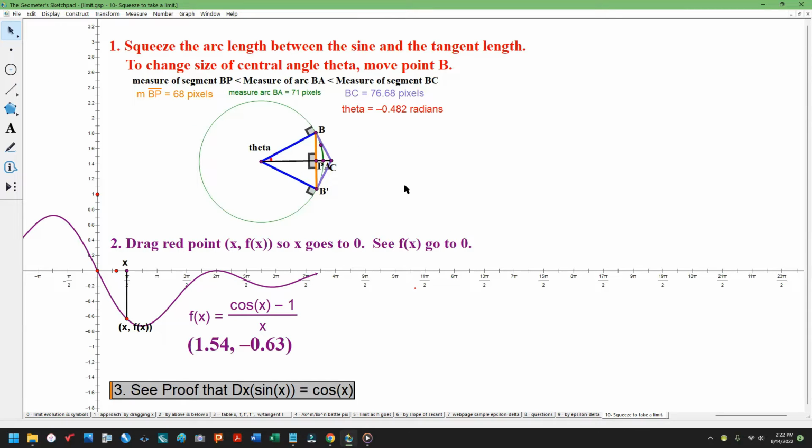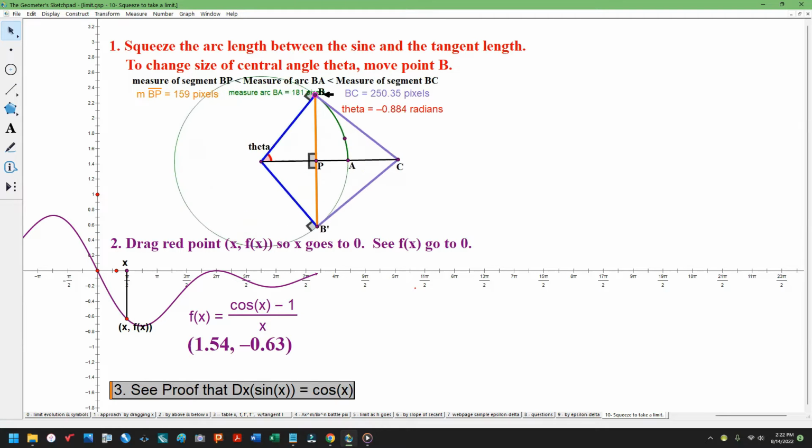A half chord, what's that? A half chord is, here's a whole chord. A half chord, because it's symmetric, is just this segment. We'll call it BP.